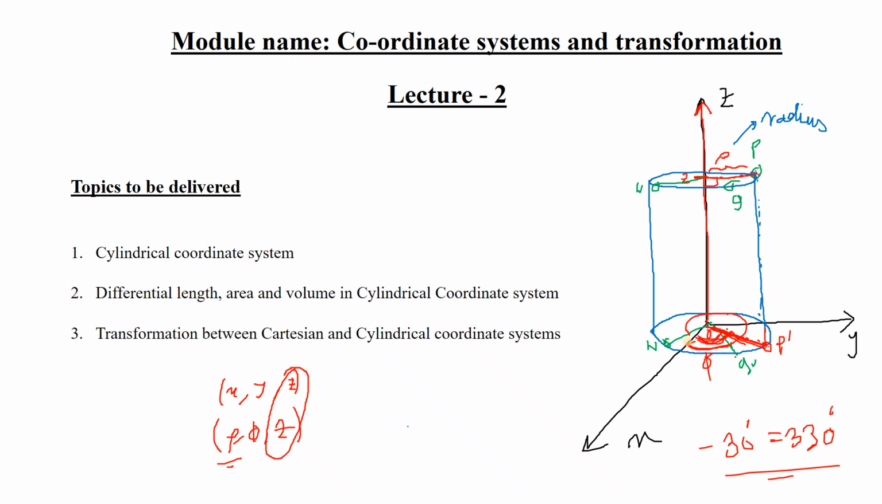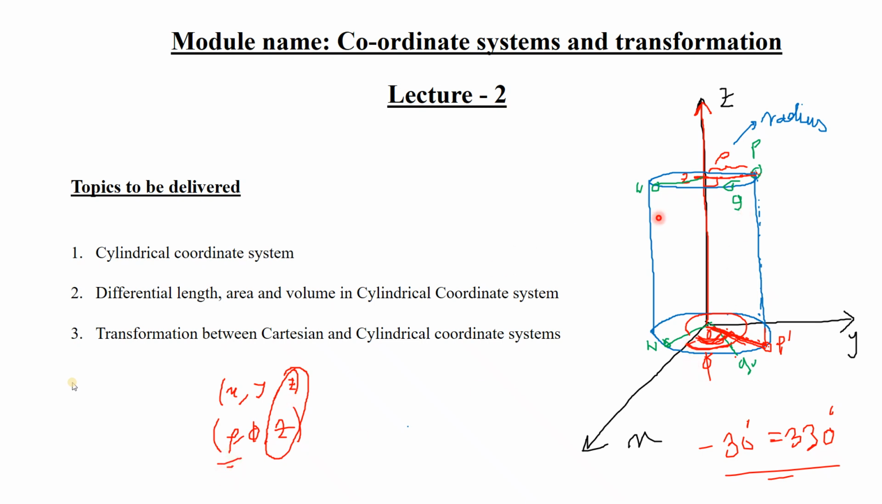So same thing, you have to count from here. You have to measure the angle from here. You have to revolve, so you will end up over here. So to measure the angle, what is phi? Phi is the angle which this radius makes with respect to the x-axis.